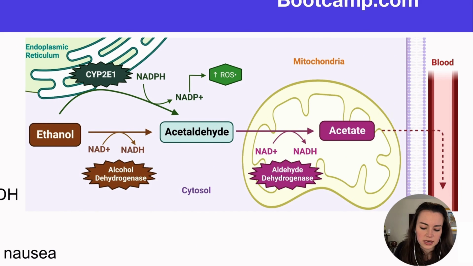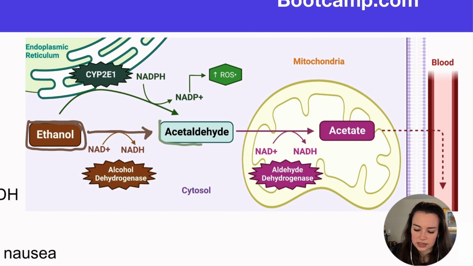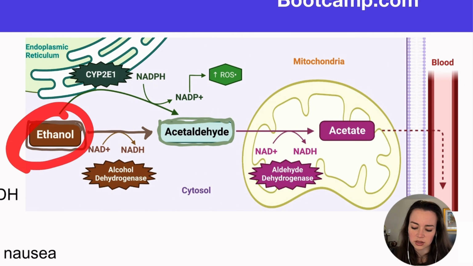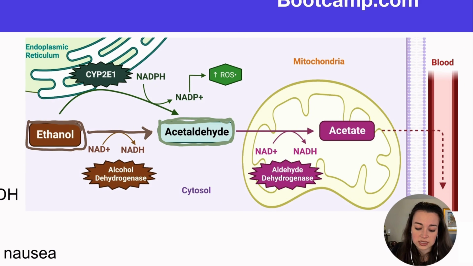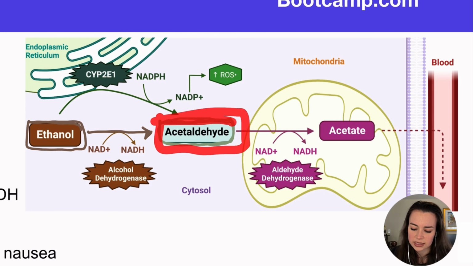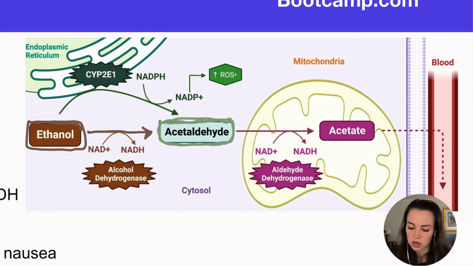And our first step here is to take that ethanol and break it down into acetaldehyde. And acetaldehyde is this intermediate. And so there are two pathways, like I mentioned, to break that ethanol into acetaldehyde. There's a cytosolic pathway, and then a pathway that passes through the endoplasmic reticulum. And then once that acetaldehyde is formed, both of those pathways kind of merge, and then the final step is the same.